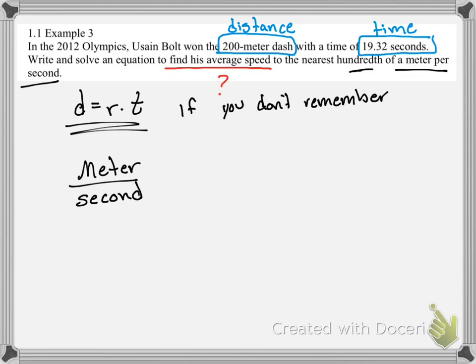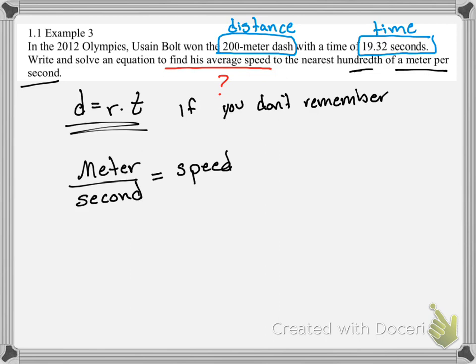Meter per second. I'm going to create a verbal model. This is a verbal model. Meter per second is going to equal his speed, right? Because they give me my meters. I want my speed in meters per second. And isn't that how I would write meters per second?